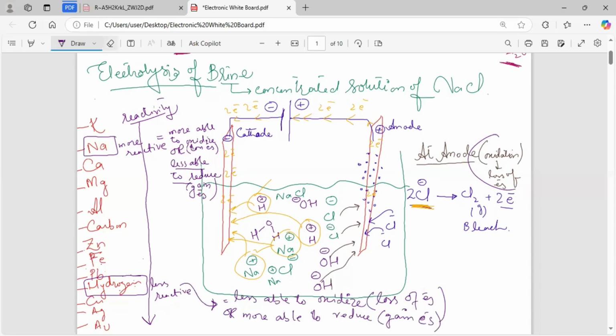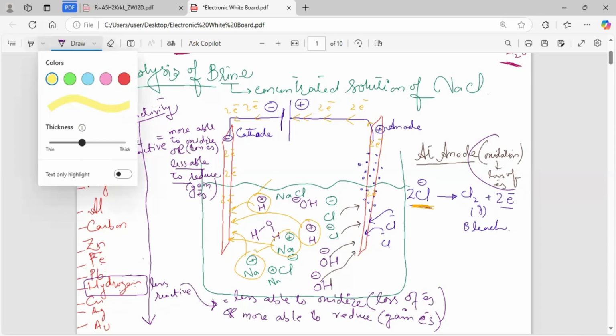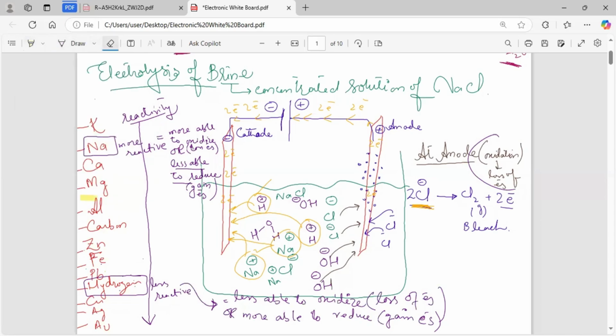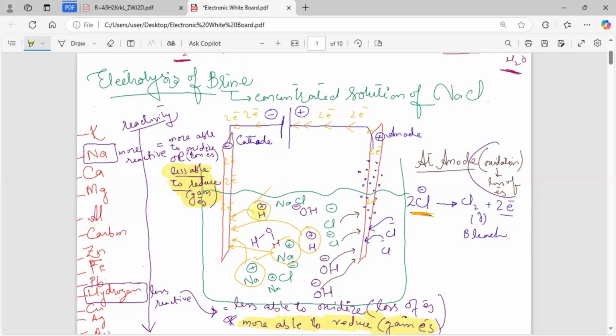So which one has more capacity to gain electrons? Hydrogen or sodium? Hydrogen, right? Sodium has less ability to gain electrons because it is more reactive, whereas hydrogen is less reactive, which means that although it is less able to lose electrons, it has more tendency to gain electrons, right? So of course hydrogen will be reduced.